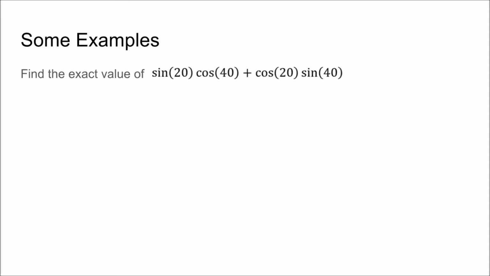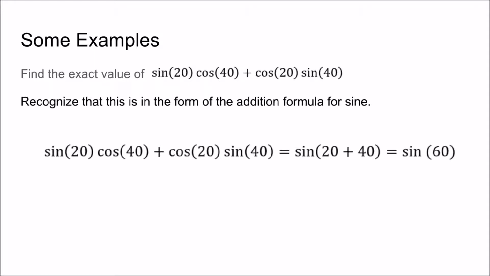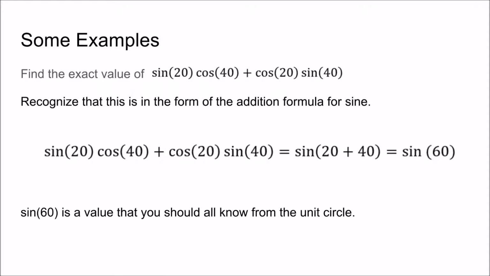This next problem is the reverse of the last two, where we have an expanded form and we have to convert it back to the original function. In this case, it's the addition formula for sine. So we put this back together and we get sine 60 as the result, which we all know from the unit circle.